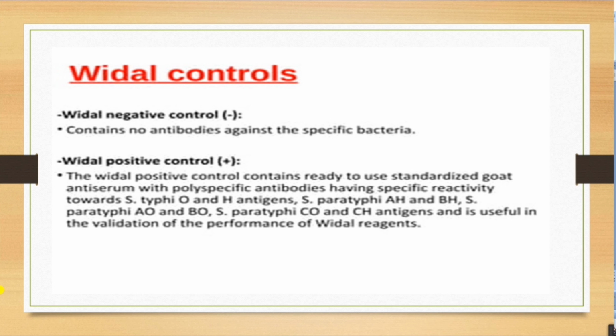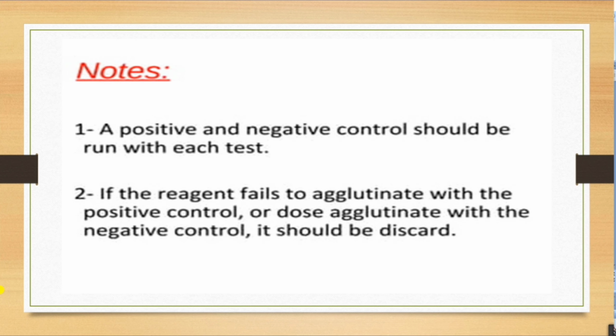When we are doing a test, we should run a positive and a negative control in parallel so that we can say our result is correct. A positive and negative control should be run with each test, and if the reagent fails to agglutinate with the positive control or does agglutinate with the negative control, it should be discarded. You should take utmost care to run the test along with positive as well as negative control.